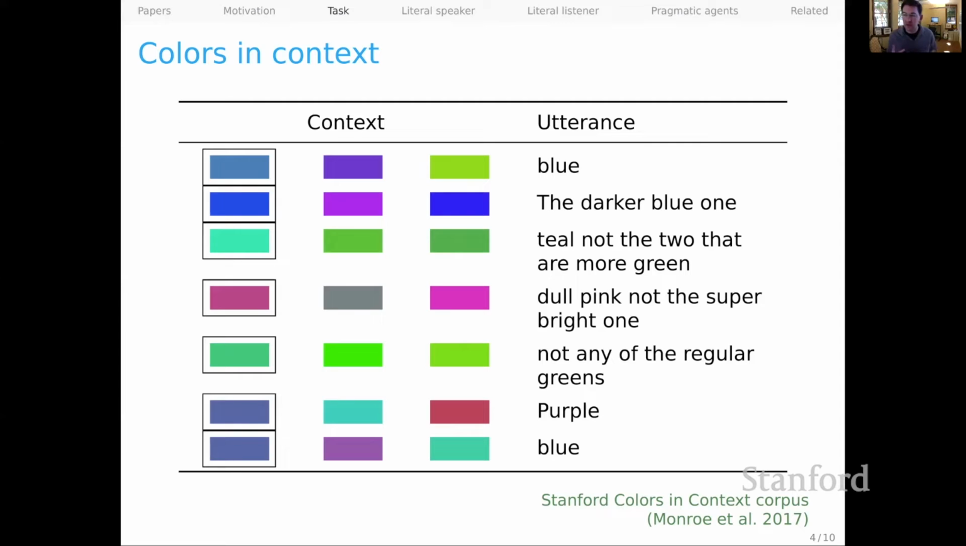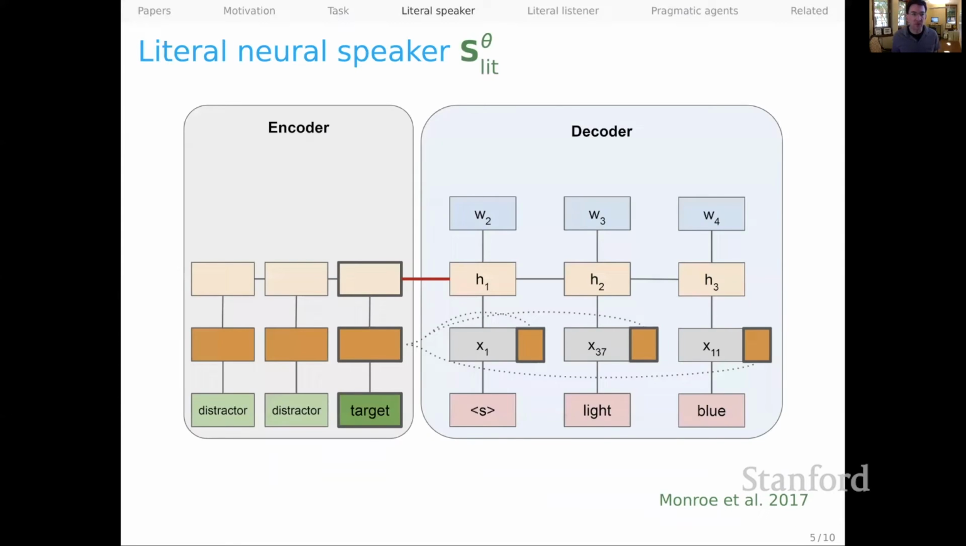So how are we going to take this task and RSA and combine them? Well, the first step is straightforward. We're going to start with a literal neural speaker. I've given that as S theta up here with literal indicating that it's a base agent. And for this, it's just going to be exactly the natural language generation system that we explored in the earliest parts of this screencast, right?